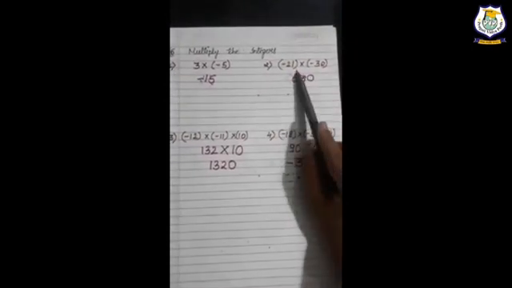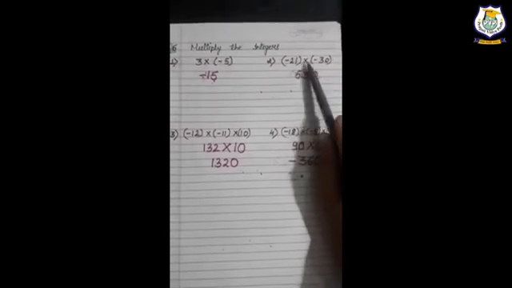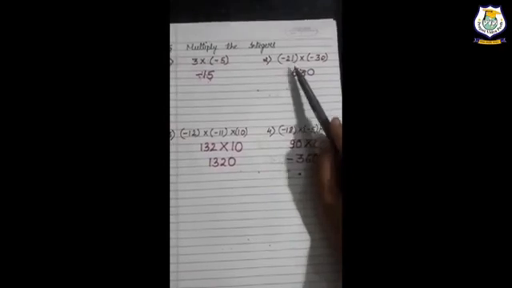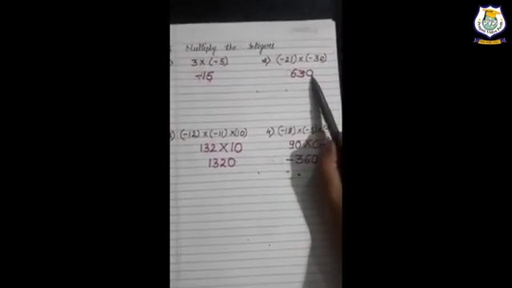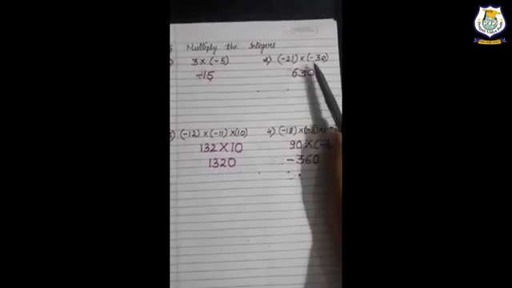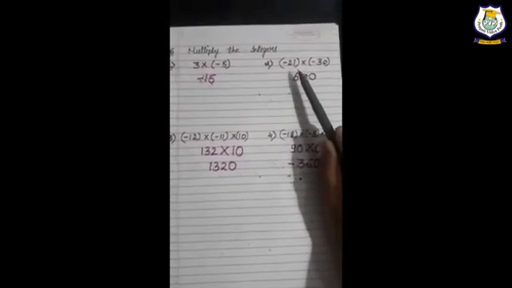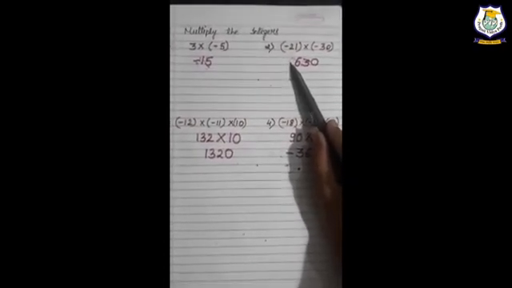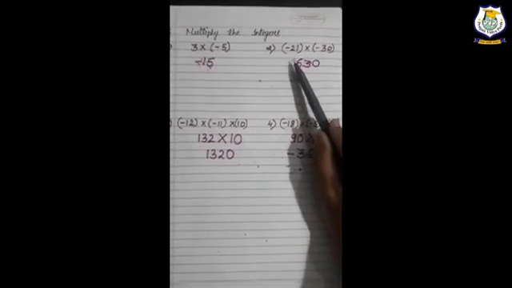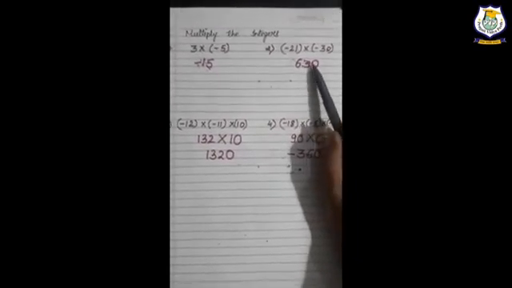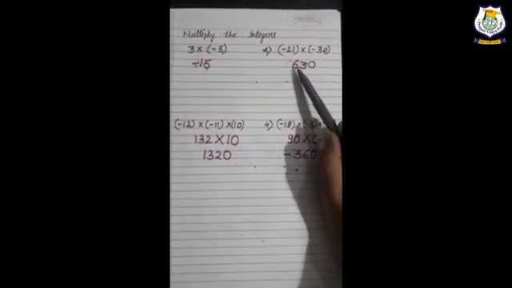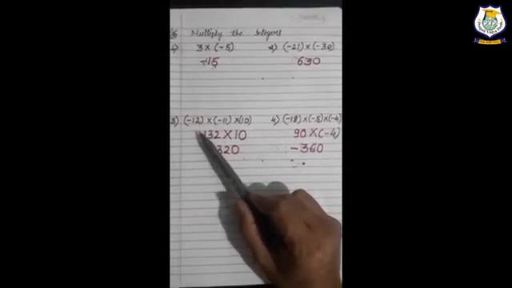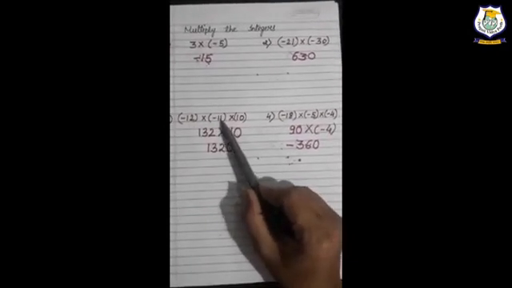Now we will come to our second example. -21 multiply by -30. First we will multiply the numbers only. 30 multiply by 21, so we are getting 630. I have explained in the first example, if both numbers have the same sign, then the answer will come with the positive sign, and we never write the positive sign before the number. Exactly. So here the answer is 630, because both are with the negative sign, so the answer will come with the positive sign.